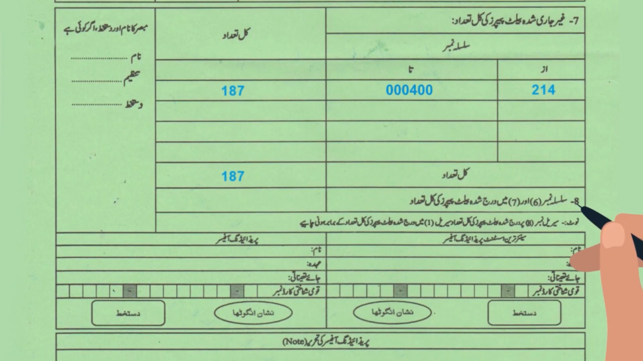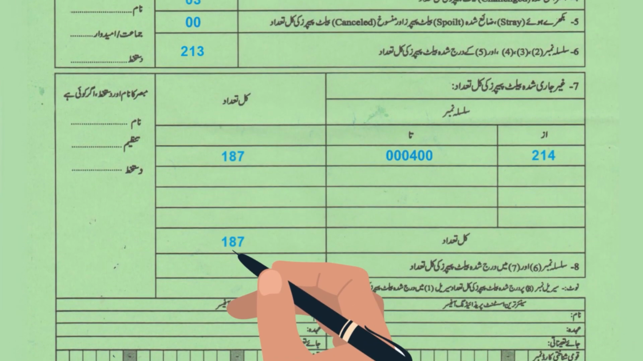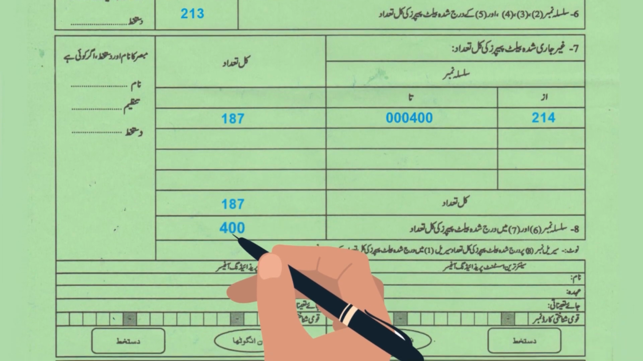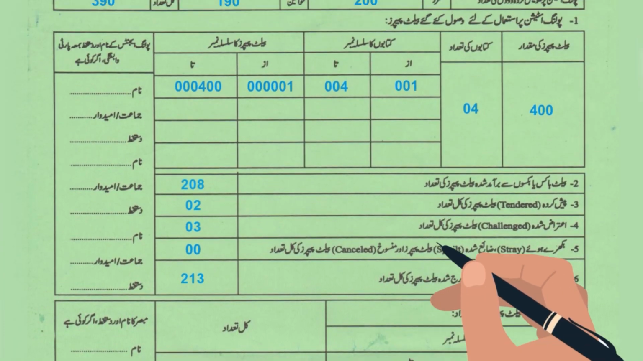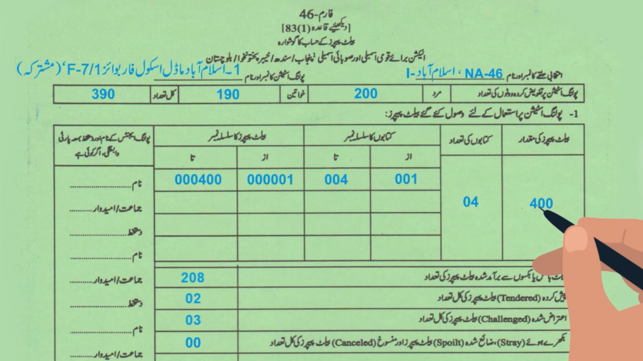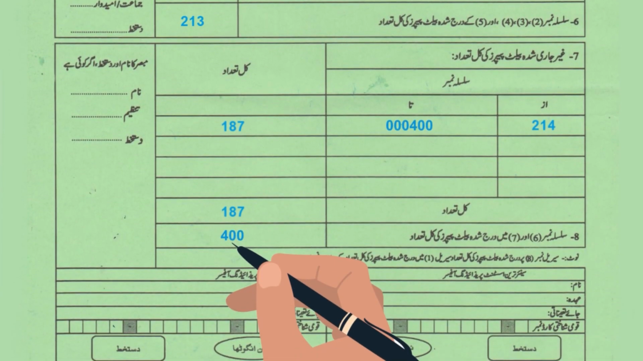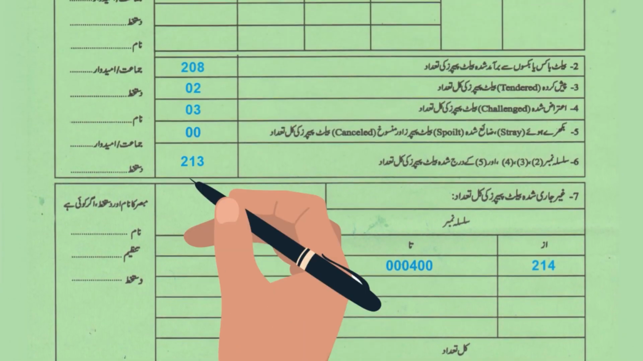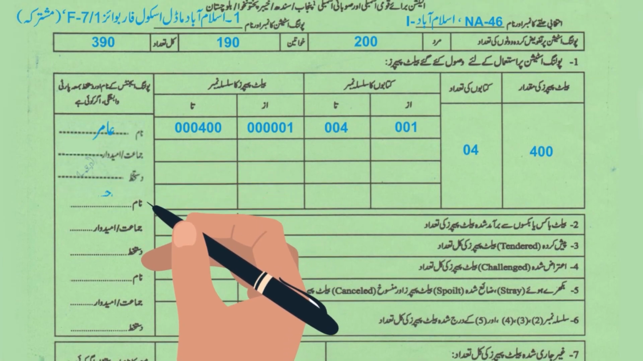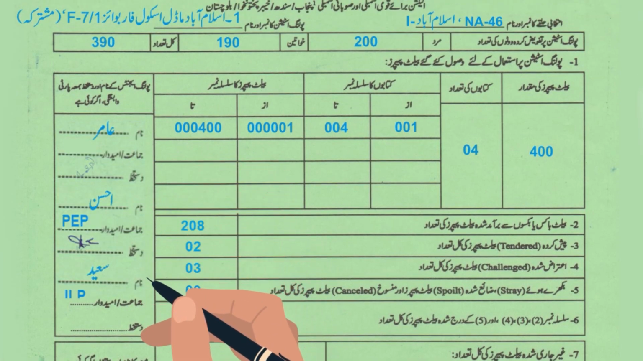In serial number 8, enter the total number of ballot papers recorded in serial 6 and serial 7. The total number of ballot papers entered in serial number 1 should be equal to the figure given in serial number 8. After that, write the names of polling agents and observers if present and get their signatures.